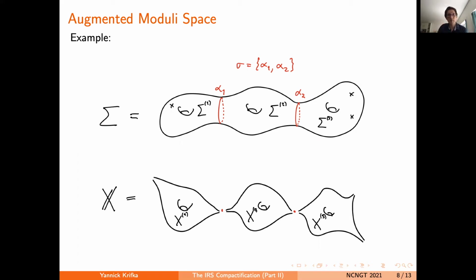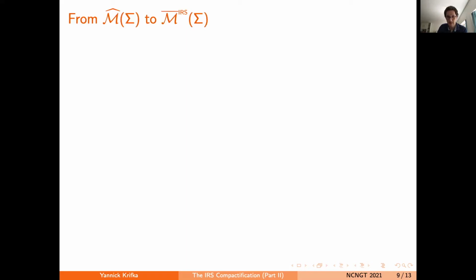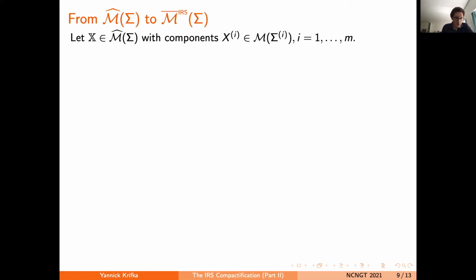So how do we go from the augmented moduli space to the IRS compactification? And there's actually a rather natural way of doing this. So let's start out with a nodal surface in the augmented moduli space. And let's say it has parts X_i, as in the previous image. And so in particular, we can write each X_i here as the quotient H^2 mod Gamma_i for some lattices Gamma_i here. And now, as in the embedding of the moduli space in the space of invariant random subgroups, we can use these to come up with a certain convex combination of IRSs to associate to our nodal surface.